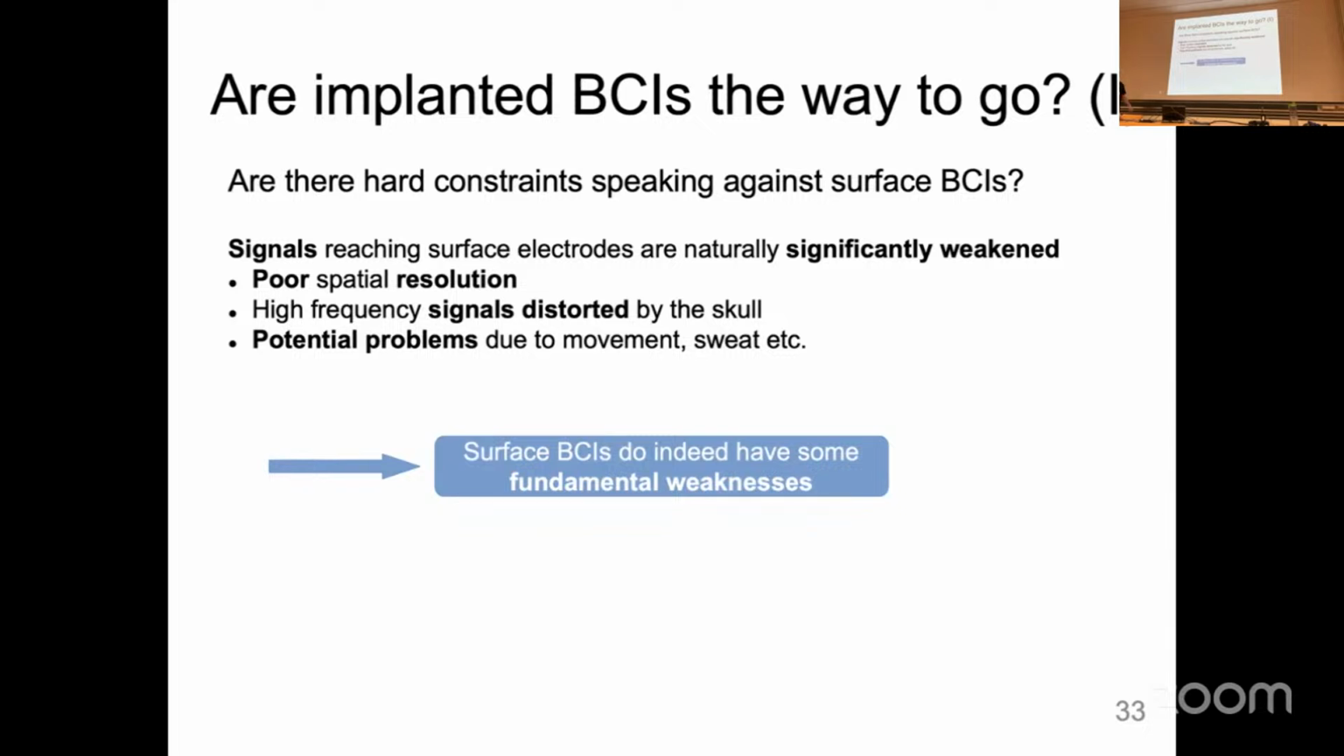So maybe as a next question: is there something in between? Not implanted right into the brain, but also not just placed on the skull? Any thoughts on this?